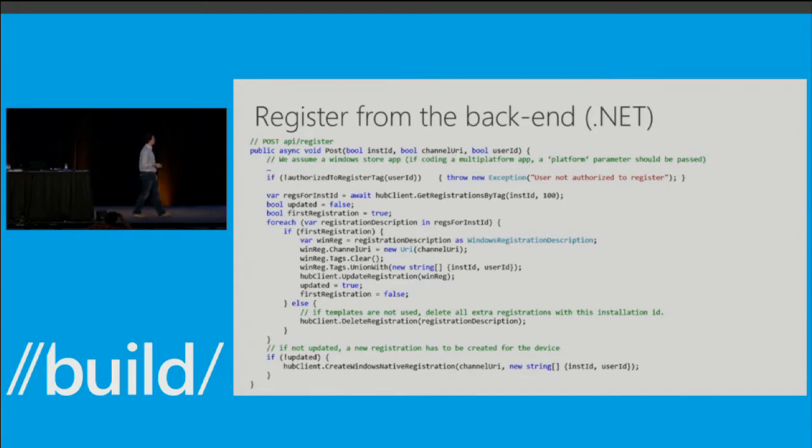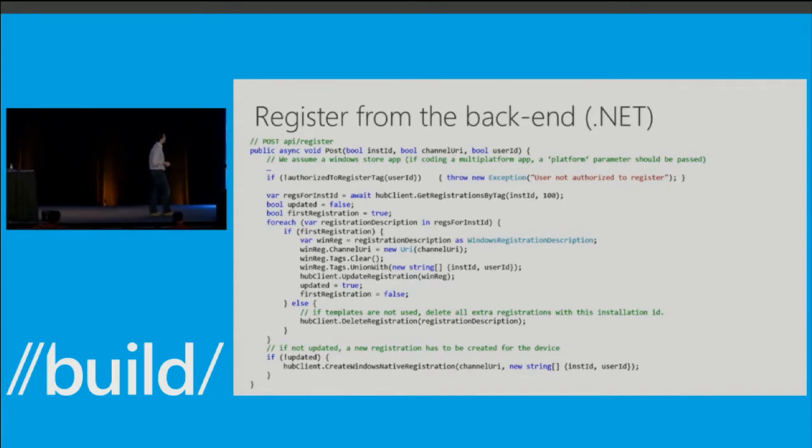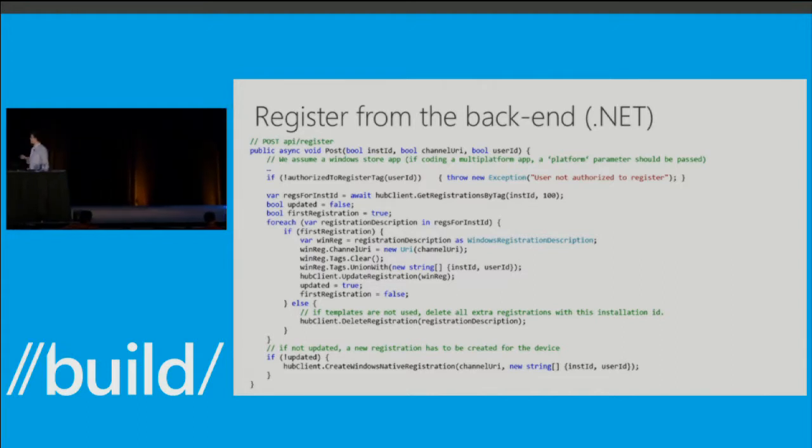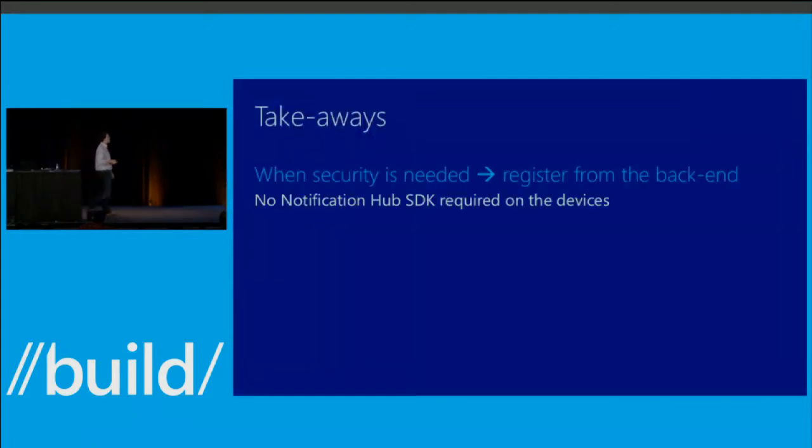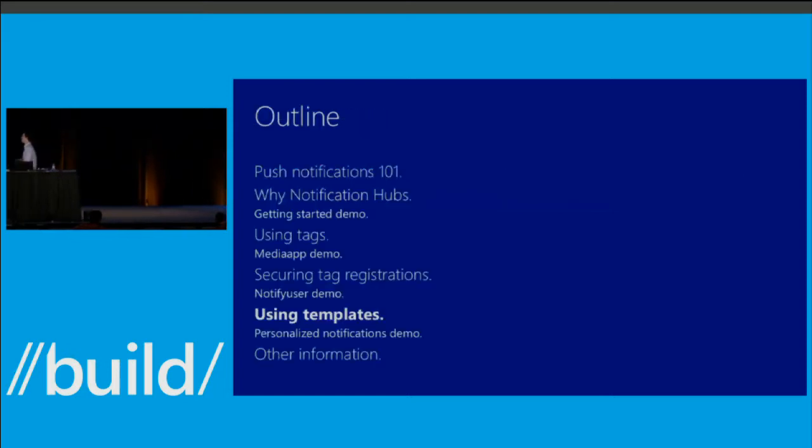So this is the code that we already saw. It's not really that complicated. What you do is you just take the notification by installation ID, and you update the channel URI and the tags. The only thing that you have to do from the client is basically the same thing: you make sure that you register regularly, and you, of course, re-register when something changes. So the takeaways are, of course, if you need security, you have to handle registrations from the backend. And notice again that the SDK is not required on the device in that case.